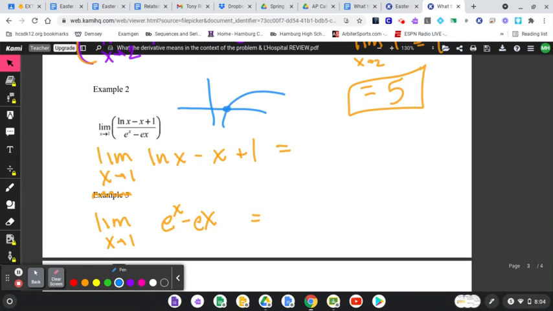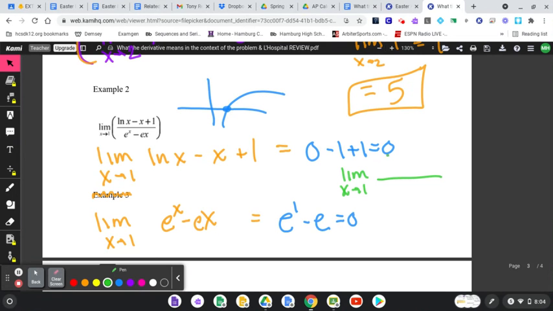So again, just to remind you, this is the ln function. The ln of 1 is 0, so I get 0 minus 1 plus 1, which of course is 0. Here I get e to the first minus e times 1. E to the first is e, minus e is 0, so I am getting 0 over 0. So I can go ahead and apply L'Hopital's rule. I'm just running out of room here, so I'm going to take the limit as x approaches 1, and I'm going to derive the top and bottom.